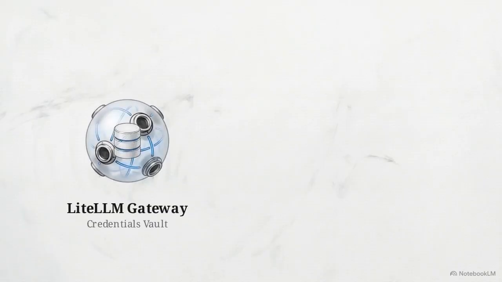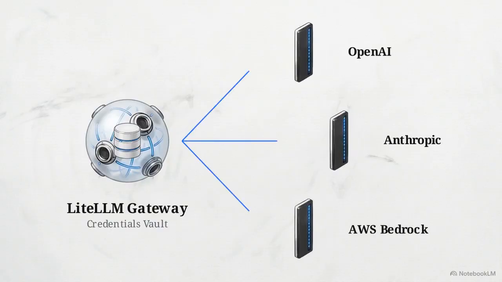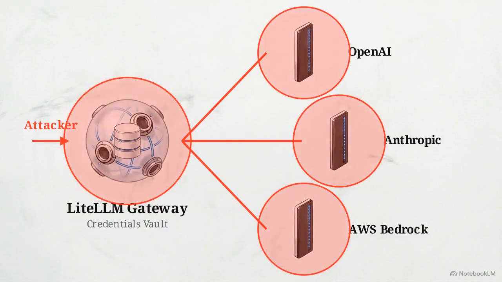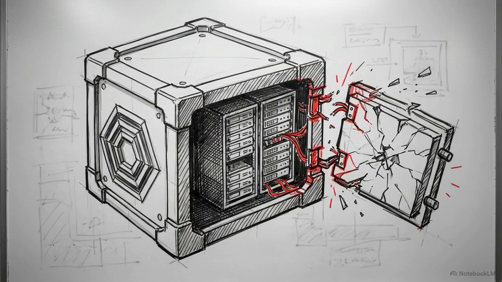A single database vault aggregates OpenAI, Anthropic, and AWS Bedrock credentials. By consolidating these keys, the gateway becomes the primary surface for attackers. Compromising this single node provides immediate access to every connected downstream model provider. A breach of this central database is functionally equivalent to a full multi-cloud account compromise.